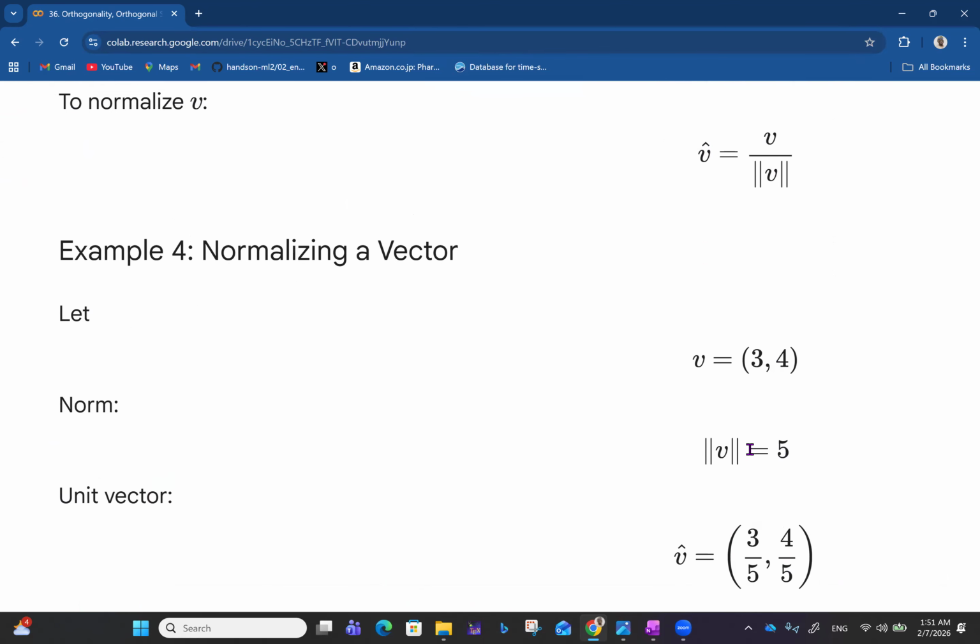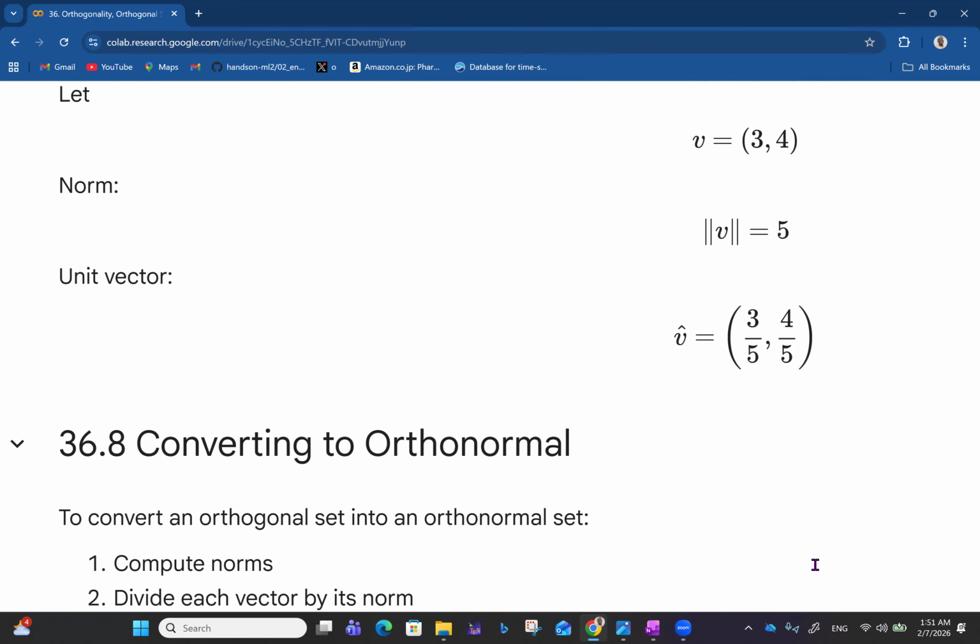So the norm, of course, we found before to be 5, because this vector is (3, 4). That'll be the square root of 3 squared plus 4 squared, right? So that means the square root of 25, which is 5. So the unit vector will simply be this vector v all over 5. It's like you have 1 over 5 times (3, 4). That will be (3/5, 4/5).